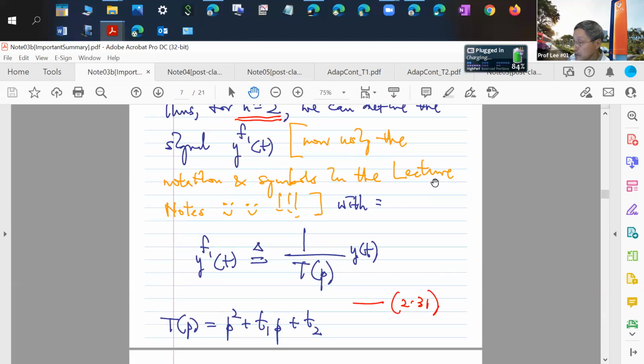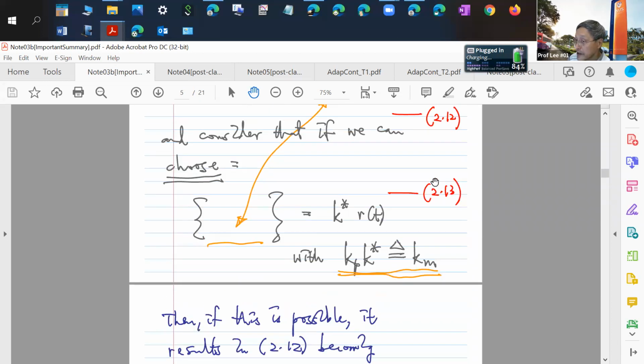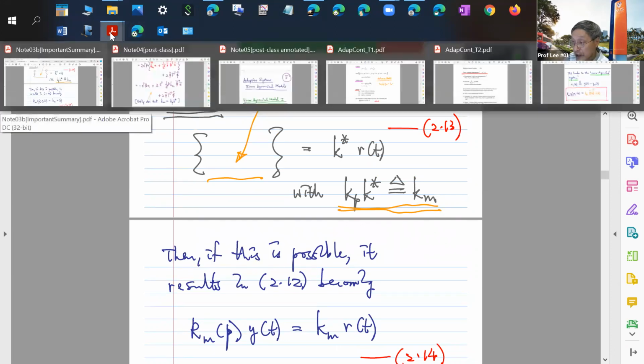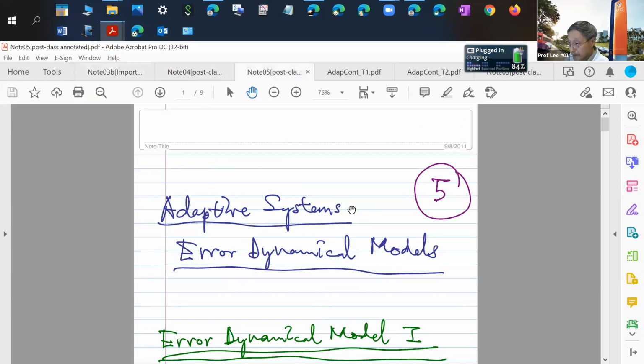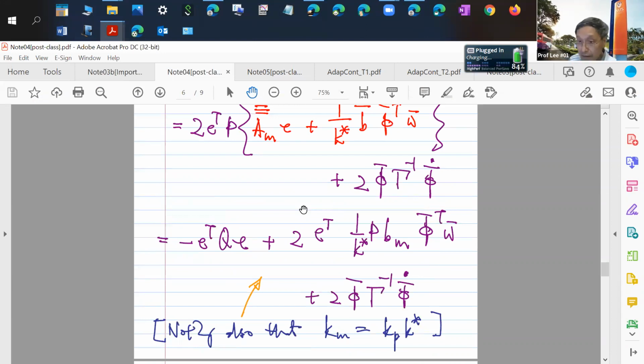Right, in your reference model, see this? After you set up the perfect control law, this relationship comes up: KP K star will be equal to KM. Don't worry, we will make sure that everything that we do is proper, in the sense that it does not violate any requirements and directly take knowledge from the system. So basically KM equals KP K star is part of our setup down there.